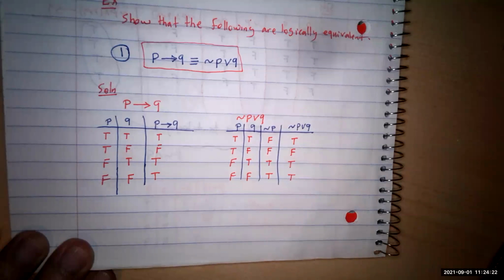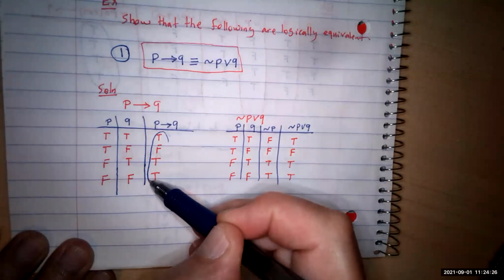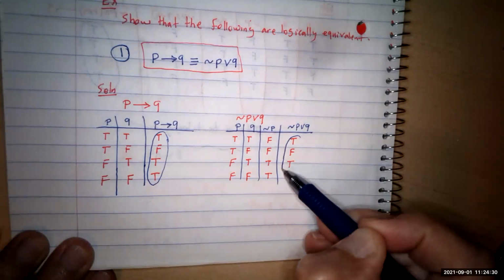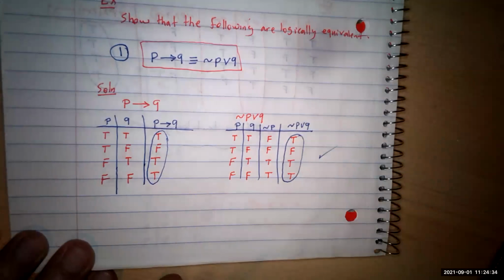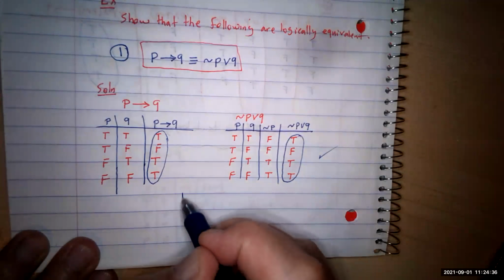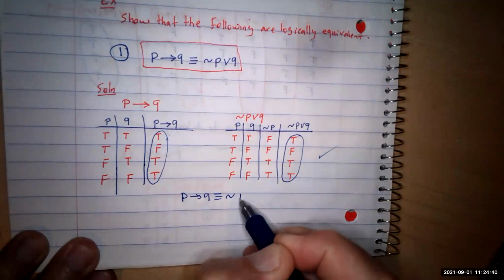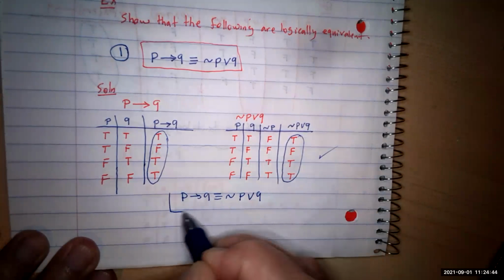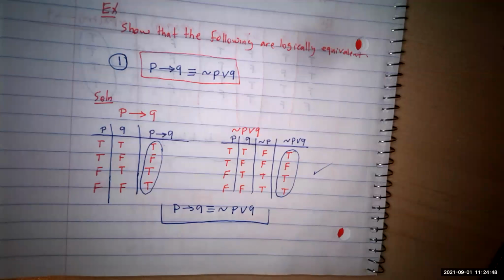So you see, if you compare them together, this is the truth values of the first one, and this is the truth values of the second one. As you can see, both of them are the same. So if P then Q is the same as not P or Q. For some problems in future, that gives you a very nice shortcut. So you have to be careful.